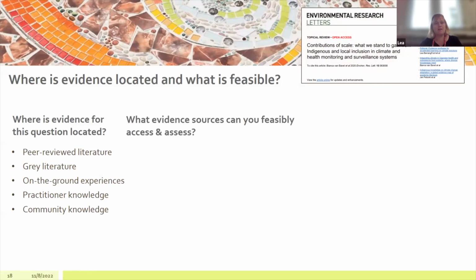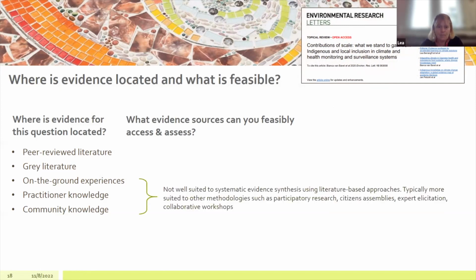So in this case, when asking about the evidence sources that we can feasibly access and assess, we did not go to the practitioner knowledge and community knowledge, even though they were really relevant, because these knowledge sources are very difficult to fit into a systematic evidence synthesis using literature. However, different parts of the research project involved participatory research and expert elicitation and collaborative workshops. So we did use that knowledge base, but not for a literature-based evidence synthesis, not for this review paper.